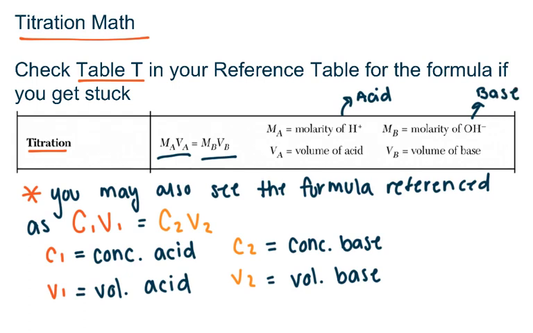Again, that's either how much titrant we used or how much we started with, depending on whether our acid or our base was our titrant. Just a little side note, you can sometimes see the formula written as C1V1 equals C2V2. It's the same exact formula as MaVa equals MbVb, just written a little differently. C1 is your concentration of acid, V1 is your volume of acid, C2 is the concentration of base, and V2 is the volume of base.